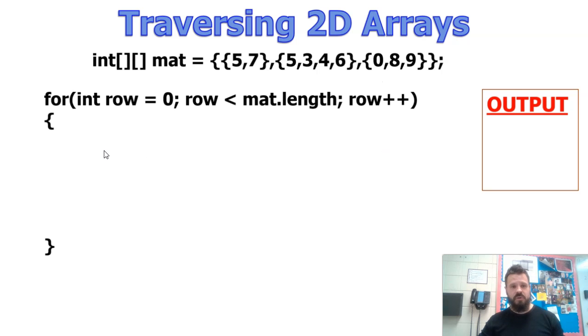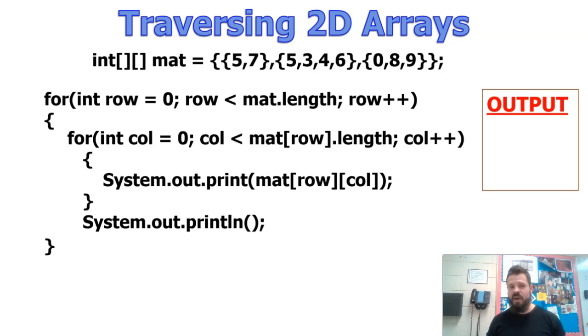And for that, I'll go for int, we'll just say row equals 0, so as in starting with the 0th row. We'll run while row is less than mat.length. Remember, mat.length is going to give us the number of rows in that 2D array. And then we'll go row plus plus, we'll go up by 1 row every time. So that's going to go through the rows, and then we'll need an additional inner loop, so nested loops here, to go through each element in each row.